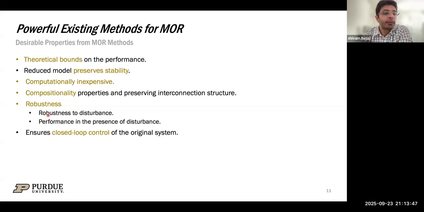In robustness, I have two points. One is the robustness to disturbances, which is in the classical sense. The second is the property which I spoke about two or three slides back, which is robustly approximate, which means that the performance of the reduced model should be similar to the true model, even in the presence of disturbances. And finally, we want some closed loop properties from the reduced order model.